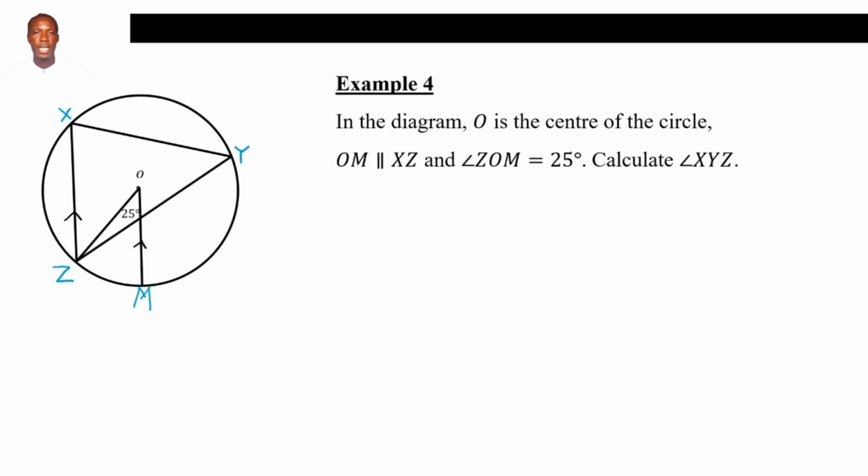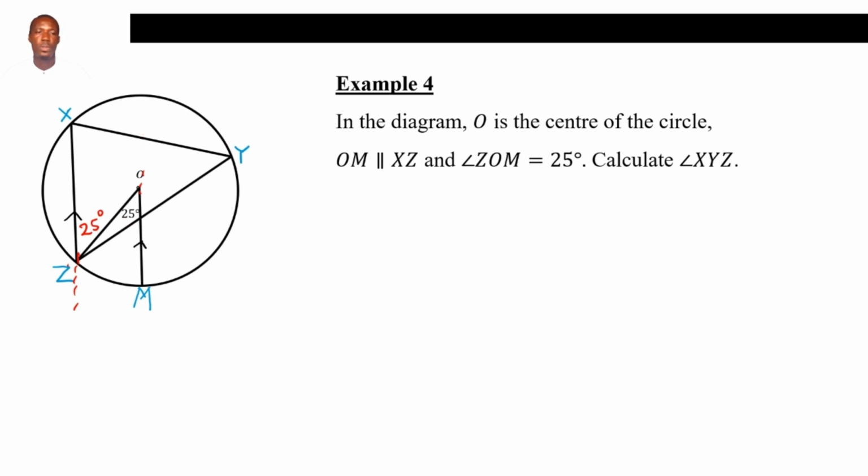Example 4. In the diagram, O is the center of the circle. OM is parallel to XZ, and angle ZOM is 25 degrees. We have to calculate angle XYZ. Okay. Now let's do an extension of the parallel lines. We see that this angle is alternate to this angle, and so we have 25 degrees here.